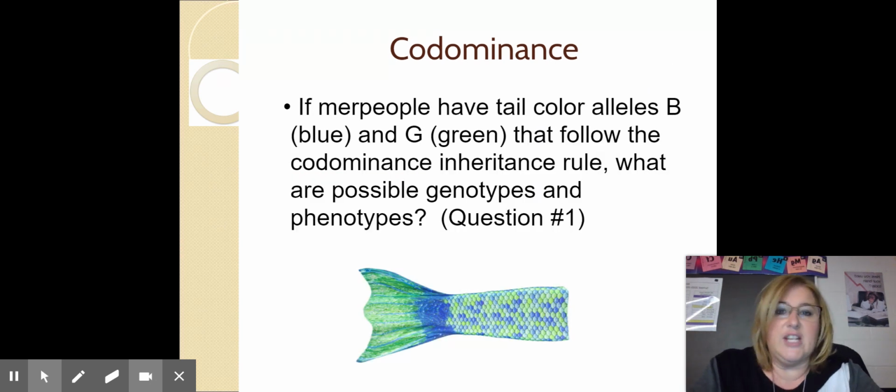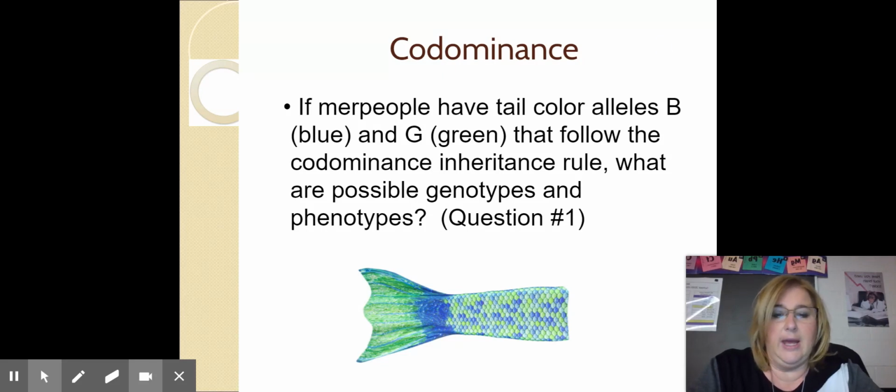So we'll do a little fictitious one here. If mer people have tail color alleles B for blue and G for green that follow the codominance inheritance rule, what are the possible genotypes and phenotypes? So you got to think about this for a minute. If blue is dominant and green is dominant, notice that I get to use B for blue and G for green. So both get to use their letter, and both of them are capitalized, meaning that they are both dominant.